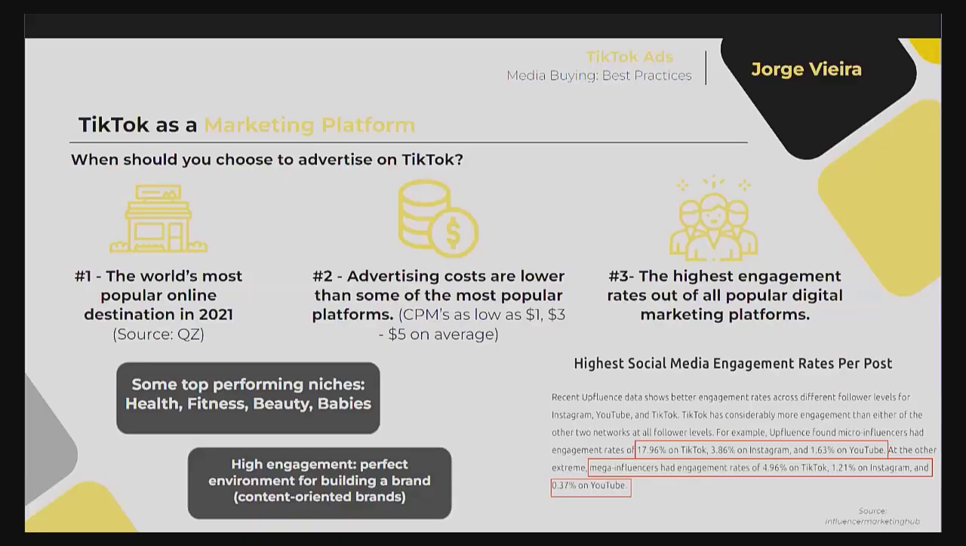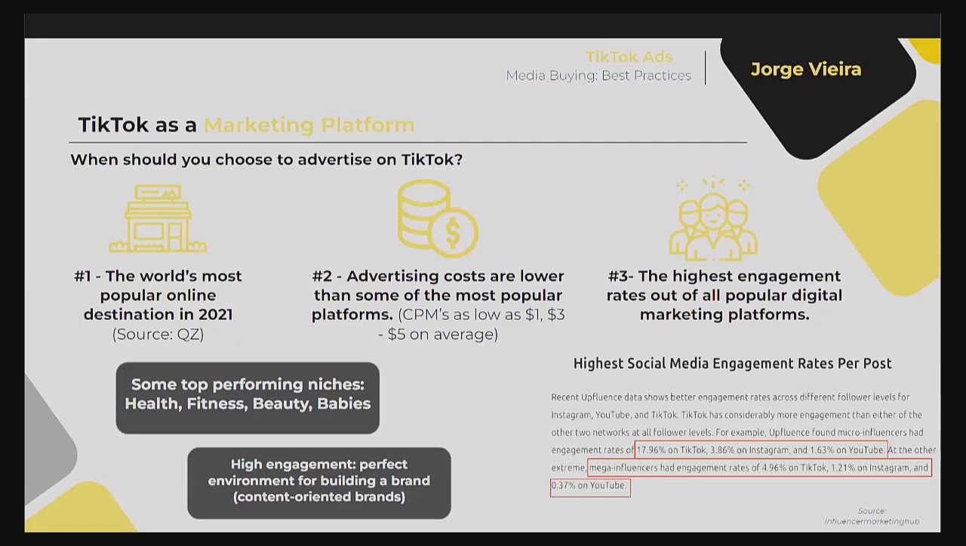So starting with the platform itself, we all know that it is currently the most popular online destination. Surprisingly enough, last year in 2021, it overtook Google as the most popular online destination. And one of the big advantages is that the advertising costs are significantly lower than some of its main competitors, namely Facebook, right? You can get CPMs as low as $3 to $5 on average. If you have a really good creative, you can go down to $1, sometimes even lower. So, very good advertising costs.